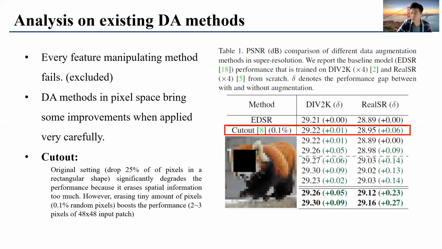For example, with cutout, though the improvement is very marginal, the original cutout cut out a box of at least 25% of the pixels. What I did here is reduce the ratio and break down this entire box into individual pixels, so it is 0.1. If you drop 0.1 random pixels from the entire patch, it gives slightly more improvement.